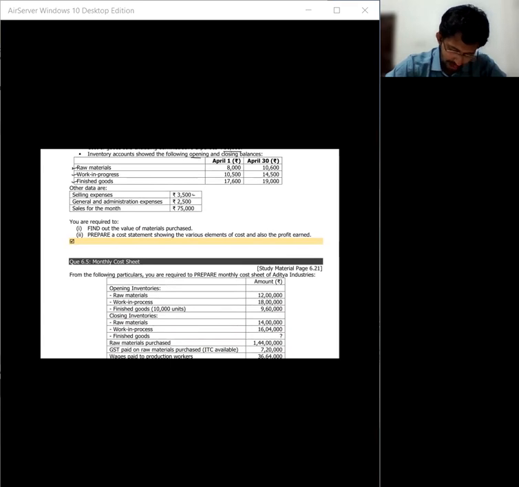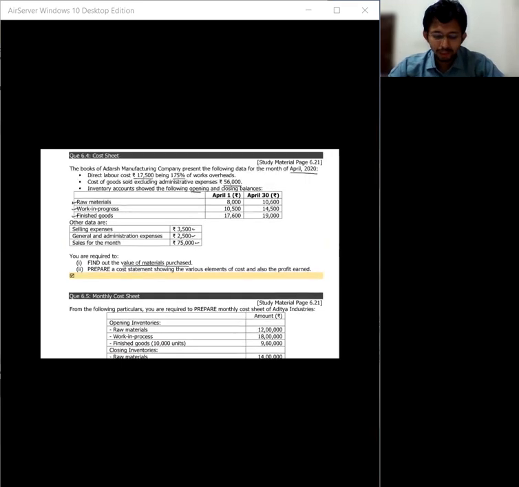Now, other information: the selling expense and general and administration expense are given. Okay, then sales for the month is also given. Now, what are the requirements which you need to compute? You are required to compute the value of material purchased.